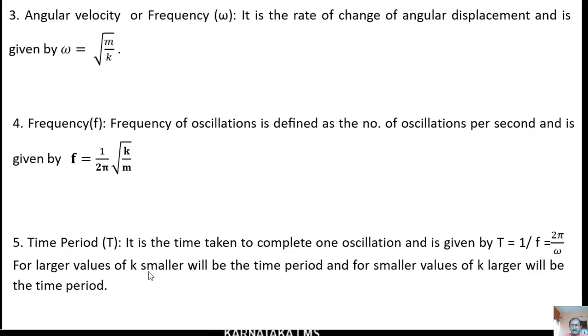For larger values of k, smaller will be the time period. Here in this equation, when the k is larger, then the time period T will be smaller. For smaller value of k, larger will be the time period. When the k is small, the time period will be large. This is about the time period. For this one, you can just see here, I will show how it works out.